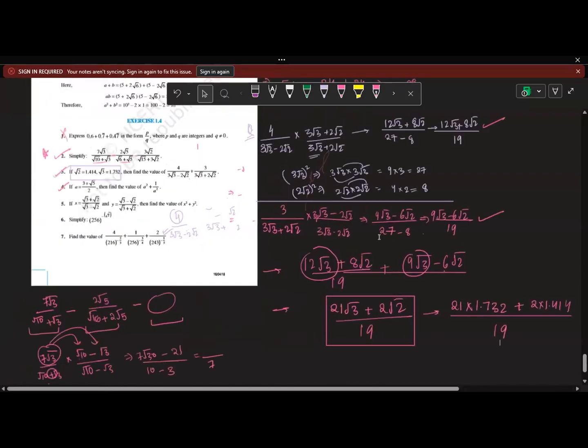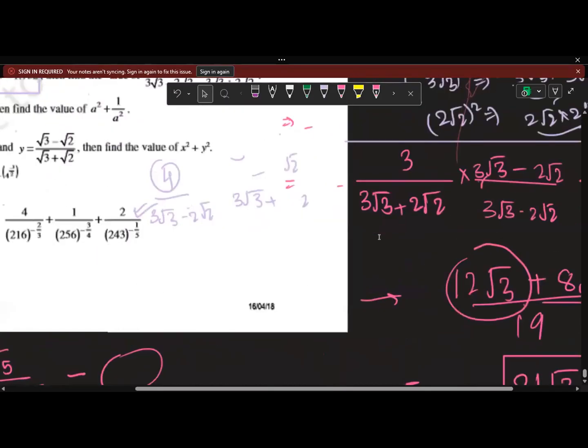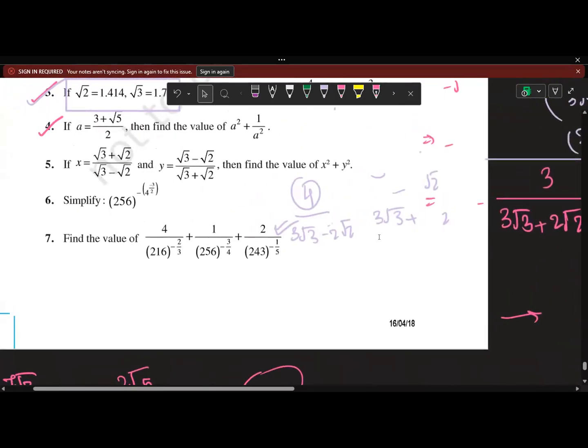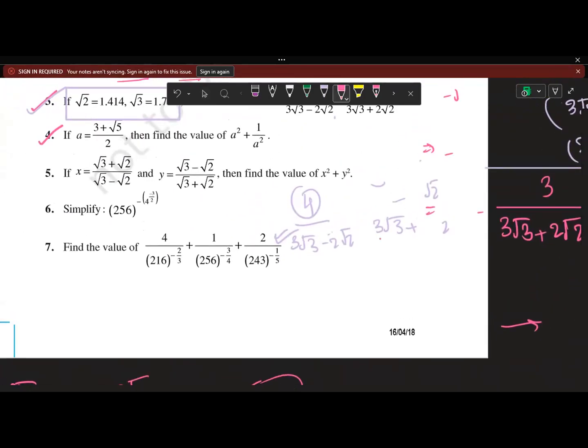Yes, ma'am. So now, children, the next question is basically the same as the one we did previously. The value of a is given to you: 3 plus root 5 divided by 2. First of all, you find a square. How will you find a square? Just square this number. Then you find 1 by a square. So first of all, you find 1 by a. Everyone listen carefully.